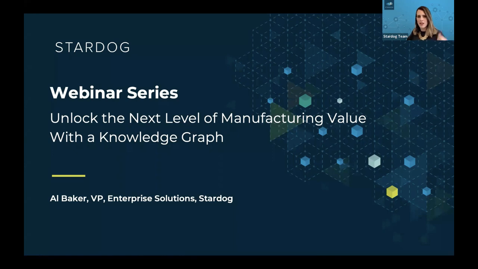And so our speaker today is really someone at the forefront of helping customers prepare for these challenges. That is Al Baker, the VP of Enterprise Solutions here at Stardog. Al has helped several top organizations transition their data practices with knowledge graph, and he's going to share some of those best practices and examples and use cases with us today.